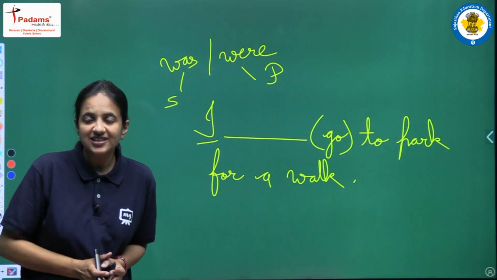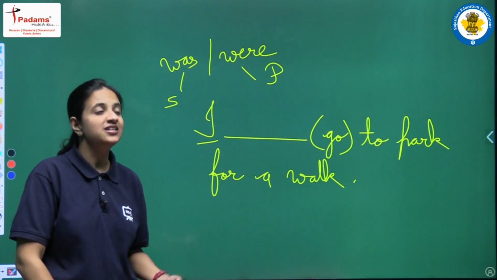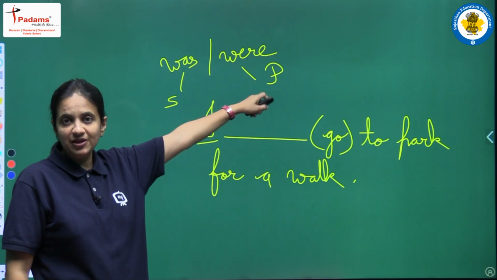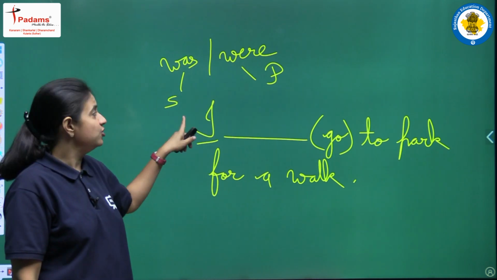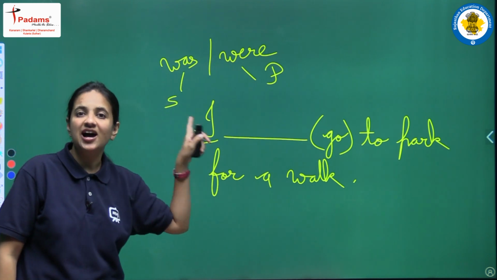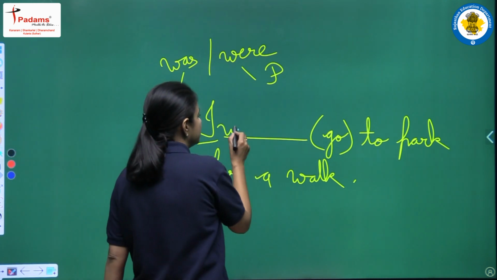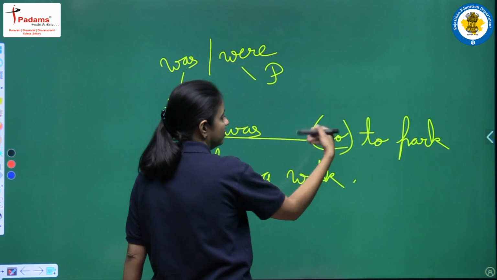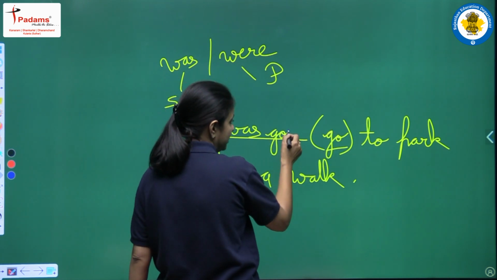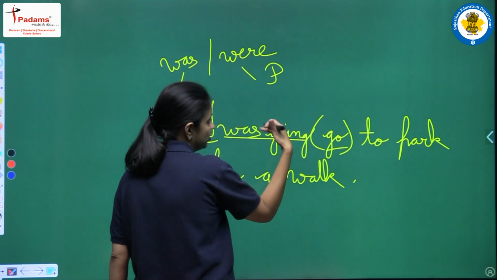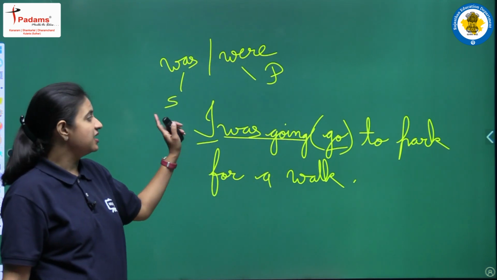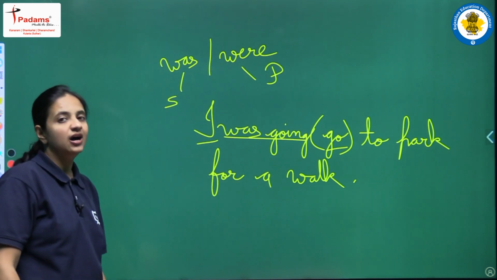So in past continuous tense, we don't want to use the plural helping verb for I. We use the singular helping verb for I. So we will write was here. I was, and the main verb, which we will study ahead, is first form plus ing, so it will be going. So the sentence will be: I was going to park for a walk.